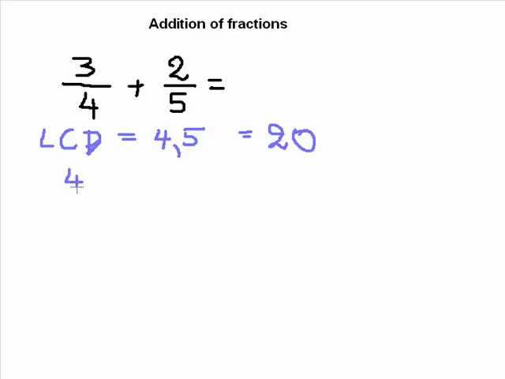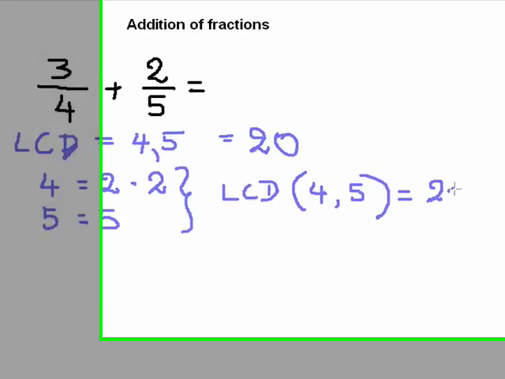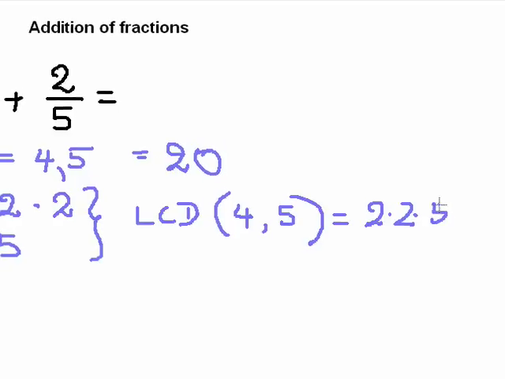What you need to do is put the number 4 here and write it as a prime factorization, 2 times 2. Write the number 5 as a prime factorization. You can immediately see that the two numbers are relatively prime, so the next step is to multiply all the factors in here. So the least common denominator of 4 and 5 will be 2 times 2 times 5. That gives us the number 20.